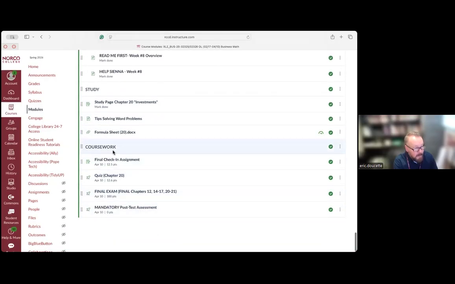You'll have a final check-in assignment, which is personal questions, no math. You have a quiz. You'll have a final exam. And the quiz is only to prepare you for the final exam. And then you have your mandatory post-test assessment just to see how you did on those questions that you did at the beginning, if you learned anything. And again, the final exam does cover the second half of the class, so starting with chapter 12 all the way to chapter 21. But we'll look at that again.